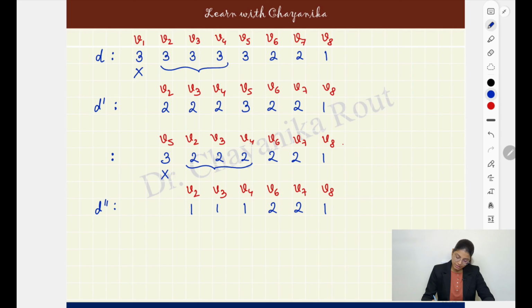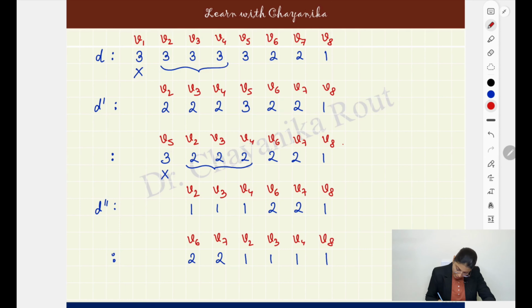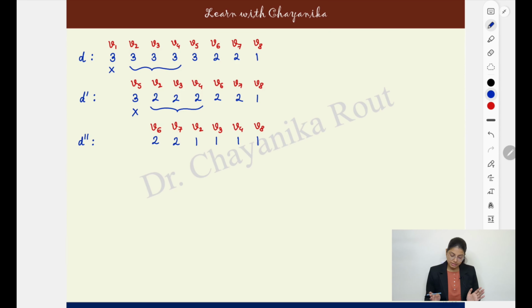It is not arranged, so you can arrange it. So you will be having first 2, then 2, 1, 1, 1, 1. Labelings will be V6, V7, then comes V2, V3, V4, then V8. Now if you wish, you can proceed further to calculate D triple dash. I will stop here and I will try to draw the graph and check if it is graphic. So here are the sequences that we have.